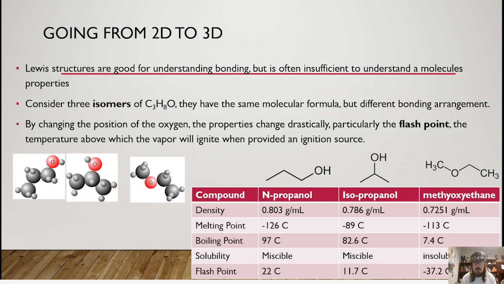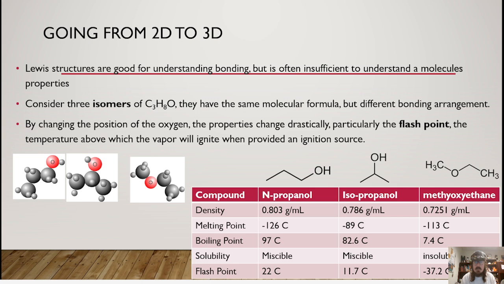Its boiling point is also the highest. So it melts the easiest and it boils the hardest. So it's going to spend the least amount of time in the solid or gas phase. It mixes very well with water. It's miscible, meaning it dissolves in infinite amounts of water, and its flash point is the highest at 22 degrees C. So it's the hardest to spontaneously combust.